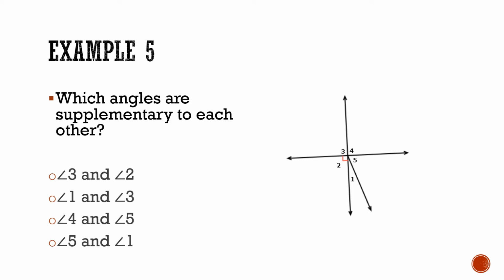Okay, example 5, which angles are supplementary to each other? So pause your video, think about what supplementary means, and choose an answer. Supplementary angles add up to 180 degrees. Okay, so we can see angle 2 is 90 degrees. This is a straight line. So if this is 90, then these two have to be 90 as well. So we have 1 and 5 again, very similar to the previous question.